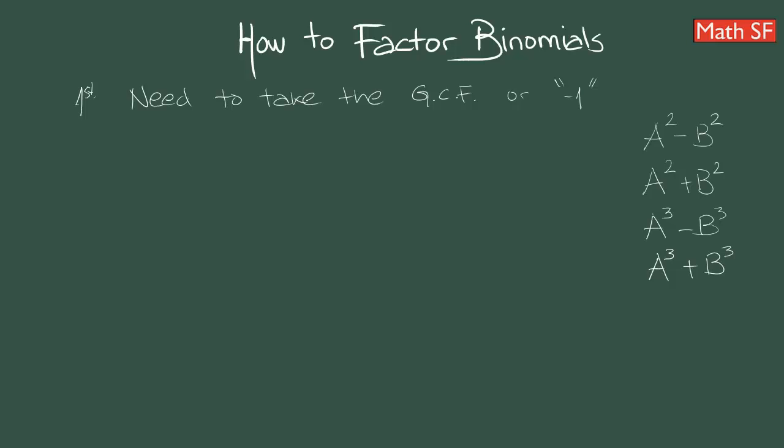How to factor binomials? Binomials are also called two terms. The term bi stands for two, so any polynomial that has two terms is called a binomial. Now, the first step, as in any other factorization, is to take the greatest common factor or factor -1, and then that binomial will fall into one of these categories: either a difference of squares, a sum of squares, a difference of cubes, or a sum of cubes.